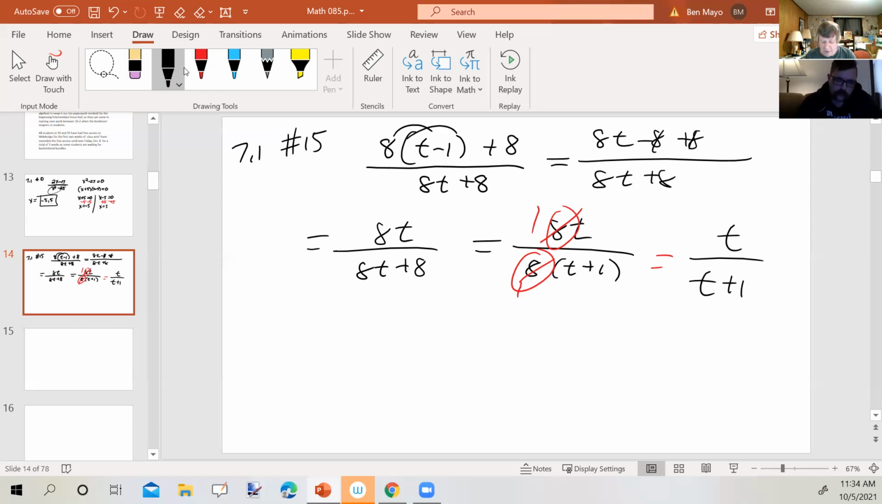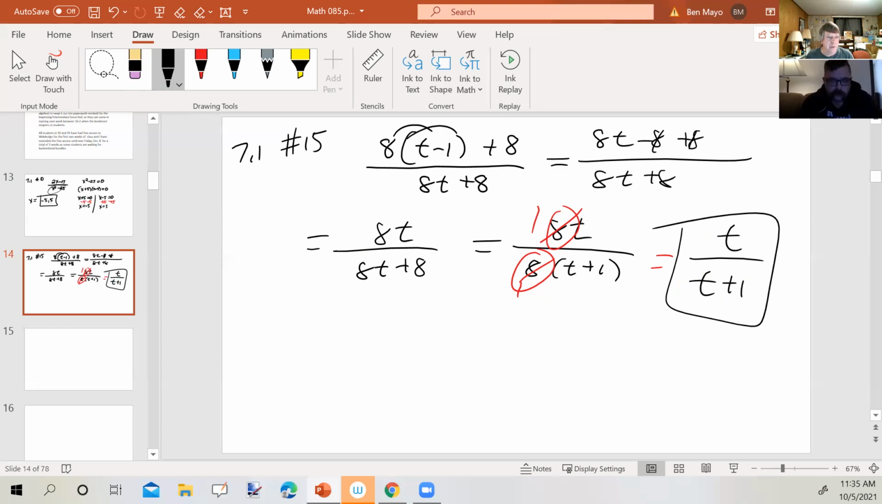But wait, are we finished? What about these two? Nope, can't reduce those out because this t is not a factor of the entire denominator. So basically, that is my final answer. Any questions about that particular problem?